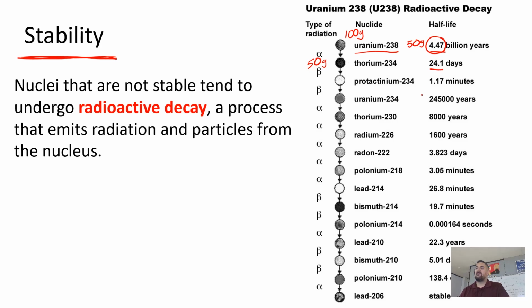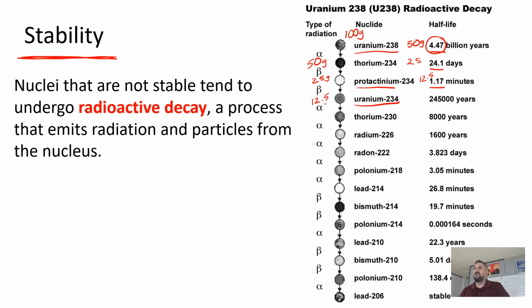Thorium-234 has a half-life of 24 days. So in 24 days, how many grams of thorium am I going to have left? 25 grams, good. How much protactinium am I going to have? 25 grams, good. So protactinium has a half-life of about 1.5 minutes. So in 1.5 minutes, how much protactinium will I have left? Okay, 12.5, good.